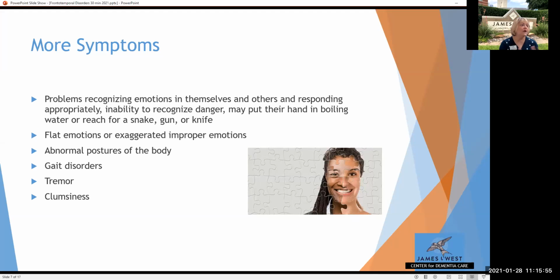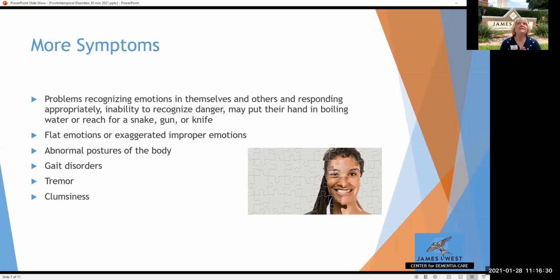And here's even more. Problems recognizing their own emotions in themselves and others. That's why I thought this picture was perfect. They cannot recognize what's going on in themselves, and they cannot recognize what's going on in others. So what I'll hear from families is, it's like they don't even care anymore. Well, if they can't recognize it in themselves, they can't recognize it in you either.